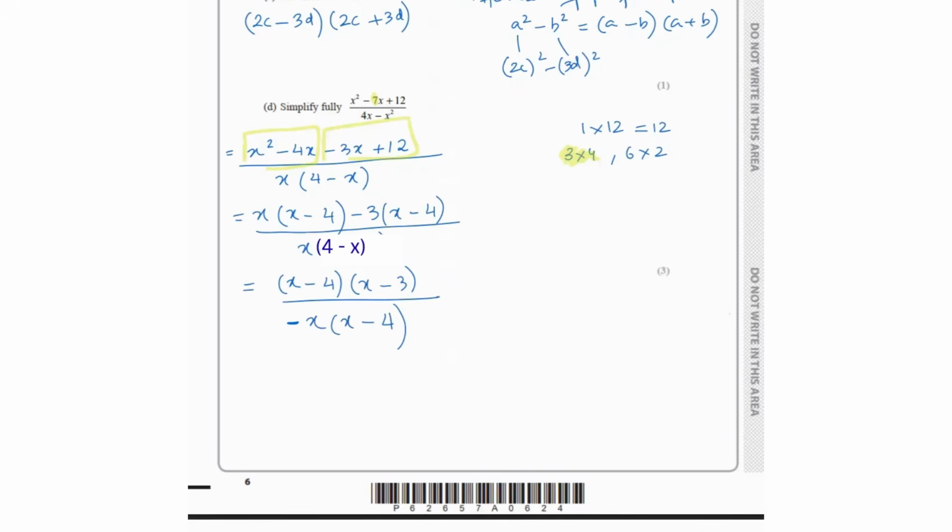If you notice, between the numerator and denominator, we have x minus 4 common, so they get cancelled out because x minus 4 divided by x minus 4 is 1. So x minus 3 divided by x is your fully simplified answer.